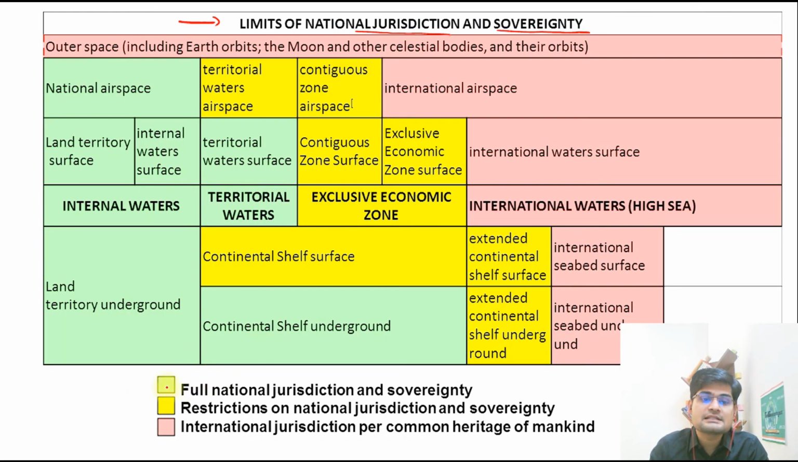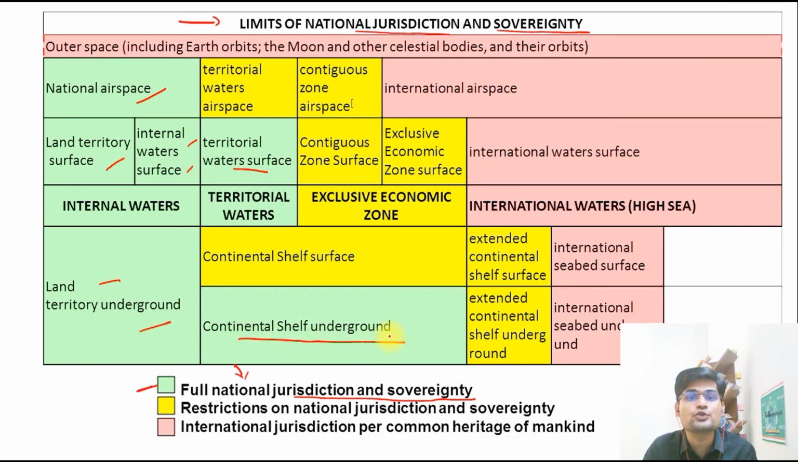So if you observe here, there is a color coding. The green color represents full national jurisdiction and sovereignty. So what are the green colors? Look, national airspace, land territory surface, internal waters, territorial waters, right? Land and territory underground, continental shelf underground. These are the green zones in the sea, right? Where a nation has full jurisdiction. Then comes the yellow zone. What is this yellow zone of the sea? Where you have restrictions on national jurisdiction and sovereignty. For example, territorial water airspace, contiguous zone airspace, contiguous zone surface, EEZ that we say, exclusive economic zone surface, continental shelf surface, and extended continental shelf, as well as the underground area. So these are the yellow ones, that is restriction.